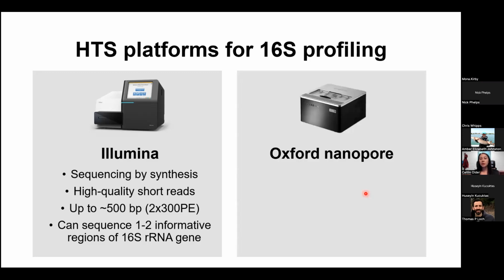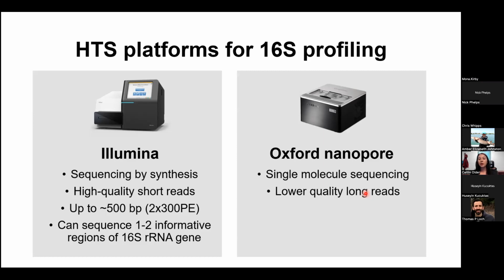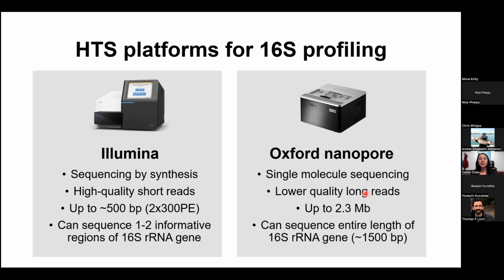Oxford Nanopore is a newer sequencing platform that hasn't really been adopted widely by the microbiome field. And this is a different technology entirely. So this uses single molecule sequencing, where there are bacterial pores where a single DNA molecule goes through and is sequenced. And so due to the nature of this technology, you have a relatively lower sequencing quality, but you also have longer reads. Some have reported getting reads up to 2.3 megabases. And so clearly for the 16S rRNA gene, that means we can sequence the entire length.